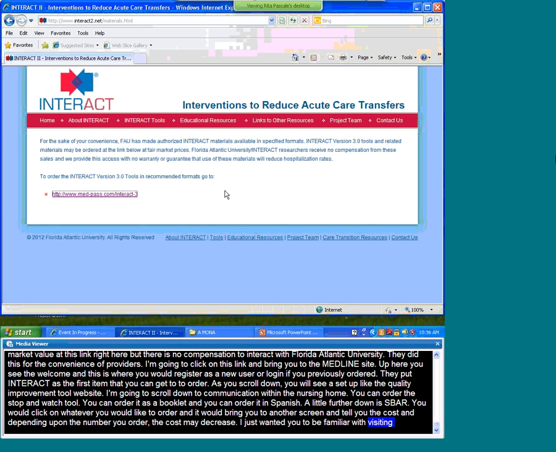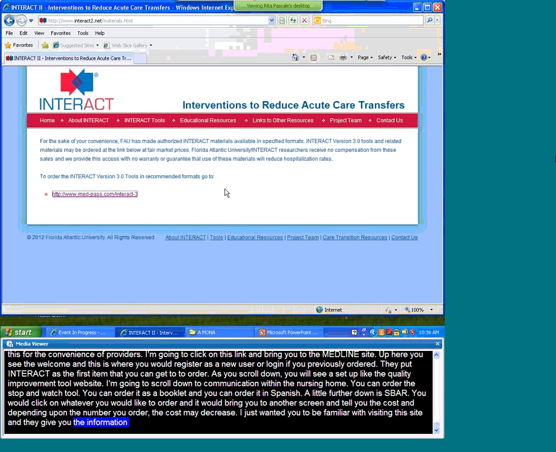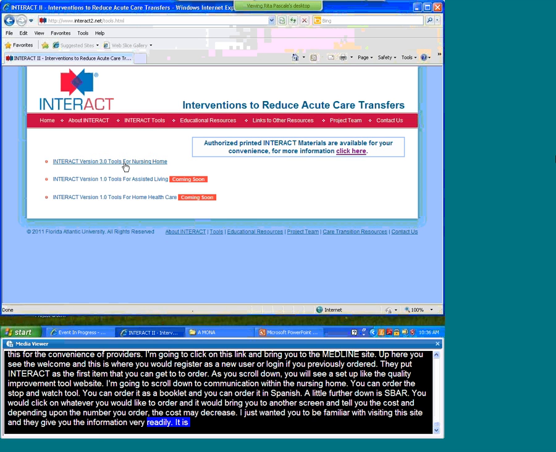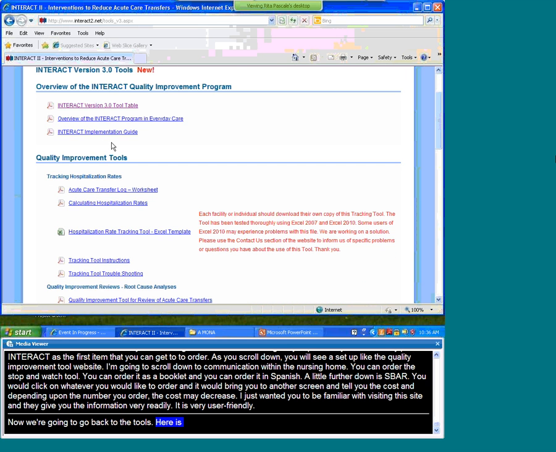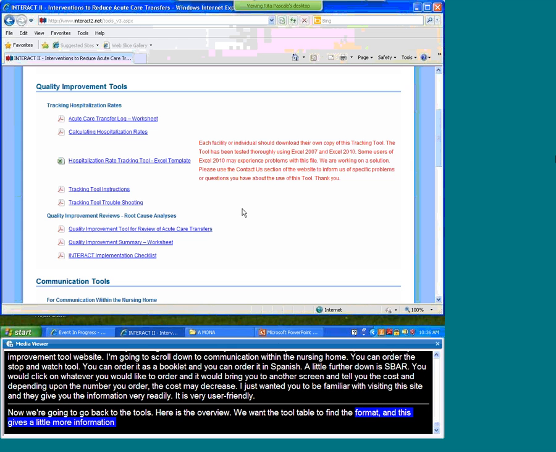Okay, so now we're going to go back to the tools. Here's the overview. Remember, we started back here. We went to the tool table to find the format, and then this gives you a little more information about implementation. Here's the quality improvement tool, hospital tracking rate, and these are Excel sheets, which we're going to go into in more detail at a later webinar, and also access to root cause analysis information.